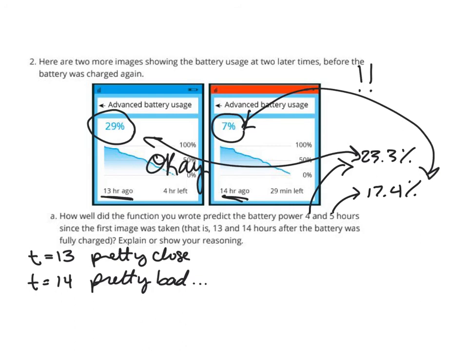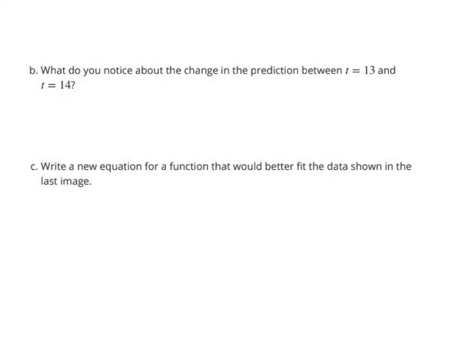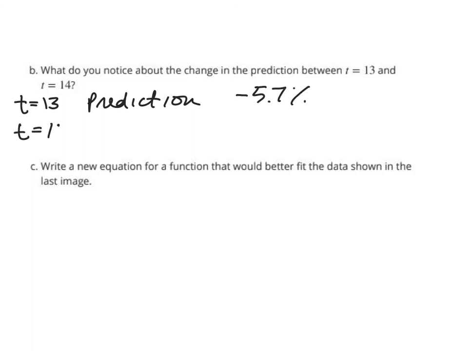So let's see what question B is. What do you notice about the change in the prediction between t equals 13 and t equals 14? Well, you can calculate at t equals 13, that was at 29%. Let me look. Yeah, 29 minus 23.3. My prediction was low by 5.7%.